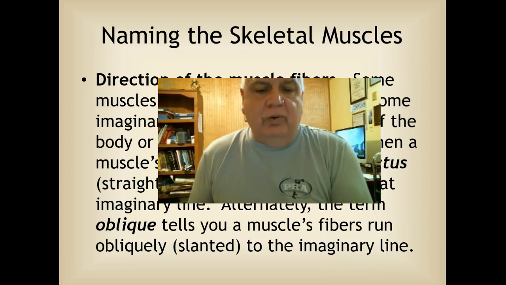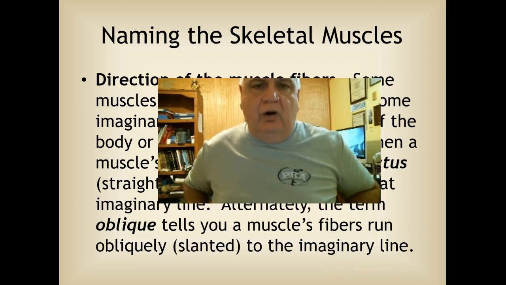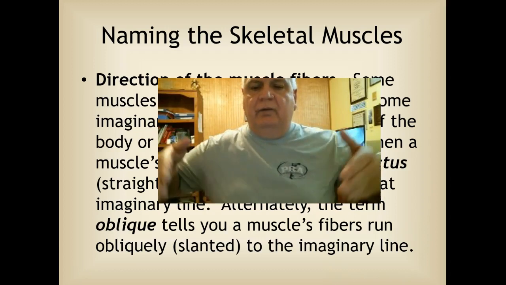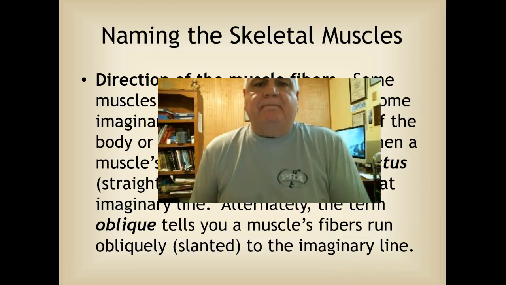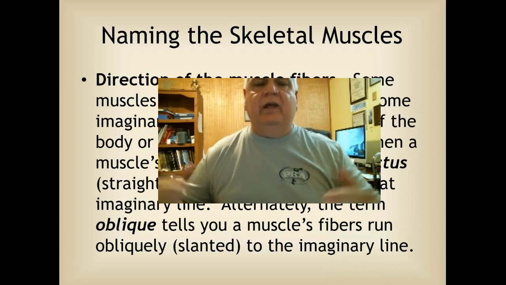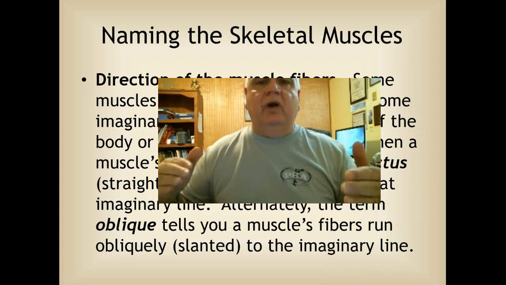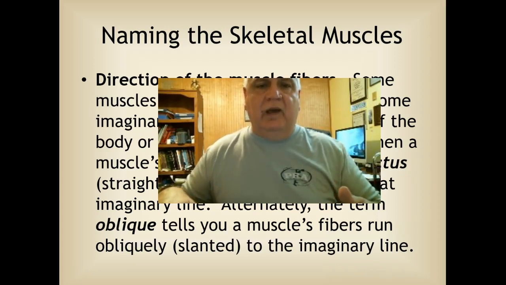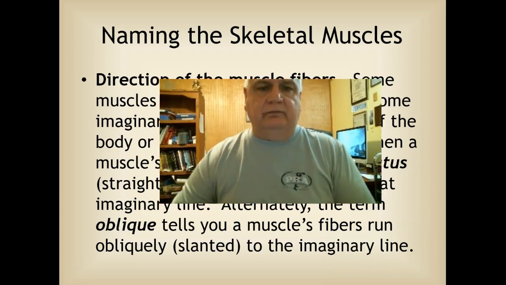Alternatively, the term oblique tells you a muscle's fibers run obliquely, or slanted, to the imaginary line. So we have the external and internal obliques, and you might recall from our lab that the muscle fibers ran in a slanted position. One of them had slanted fibers and was located on the outside, the external oblique. The other had fibers that ran parallel to one another but slanted a different way, and it was underneath: the internal oblique.